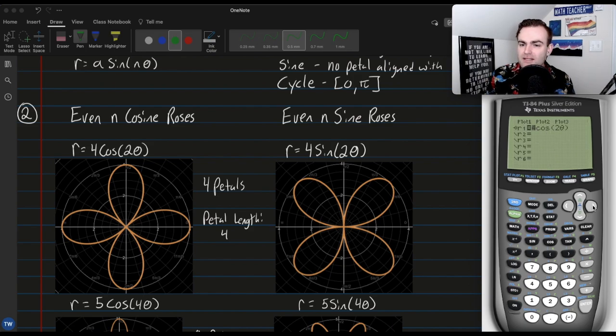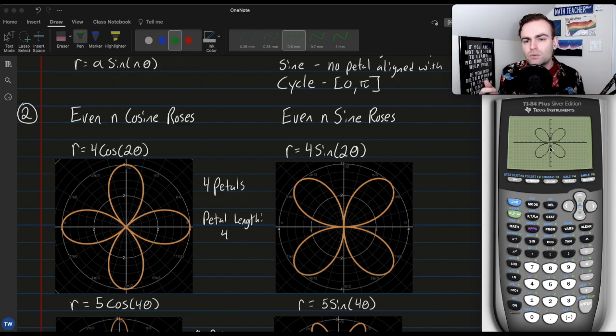What happens if we change it to sine? Start at the pole. Interesting. Very cool. So, same kind of shape, just rotated about pi over 4. Very cool. Kind of looks like a 4-leaf clover, right?